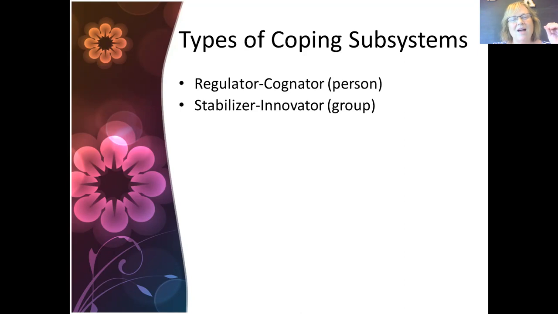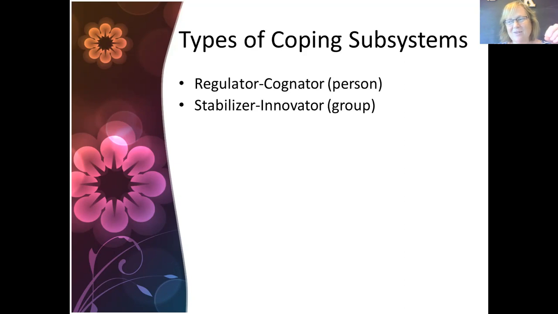And we also have, instead of the cognator, so again, we don't share one common mind if I'm in a family or a group. So we wouldn't say that the thinking process would be the same, but instead for a group, what we look at is the stabilizer system and the innovator system. So stabilizer is to keep things stable and the innovator is to bring about change. So this refers to the mechanisms in particular that are working within a group.